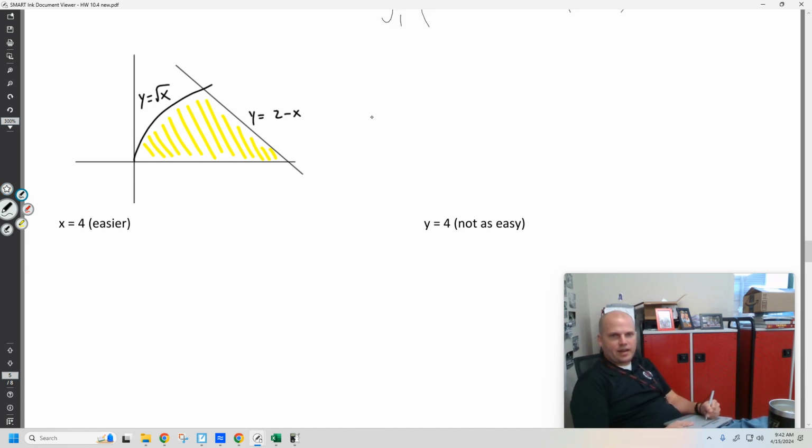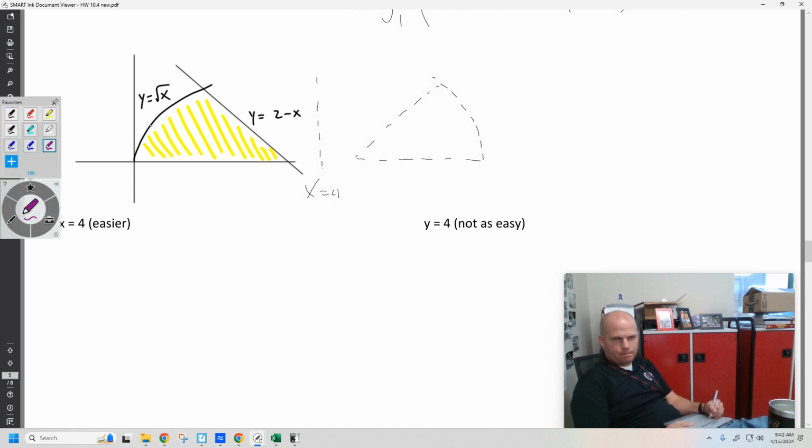Okay, revolving this around x equals 4. If I revolve this around x equals 4, it's going to look like this and look like this. I'm going to take one washer, spin it. I'm spinning it around this axis, creating this.